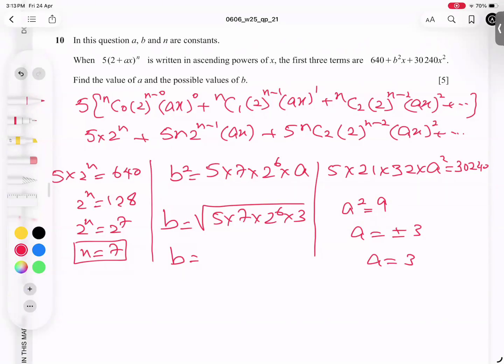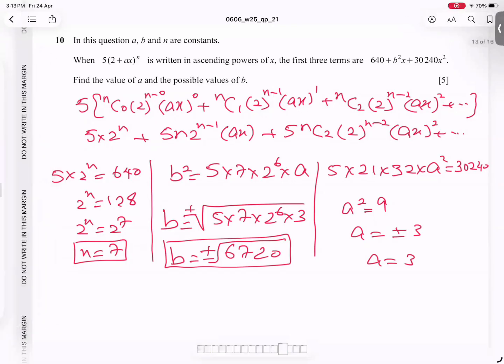If you type in the calculator, we are getting here 6720. And plus minus comes because when I take the root, this is our final answer. Here are the values we talk about. So negative is ignored here. I hope the concept of the question is very clear.